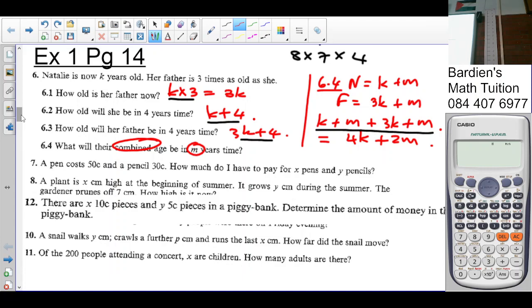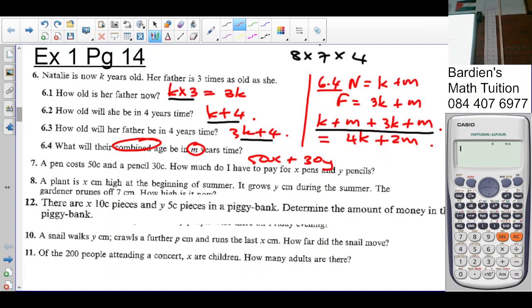Question 7. A pen costs 50 cents and a pencil 30 cents. How much do you pay for X pens and Y pencils? 50X plus 30Y. That's how I'm teaching you. Whatever amount of pens are multiplied by 50 cents, whatever amount of pencils are multiplied by 30.